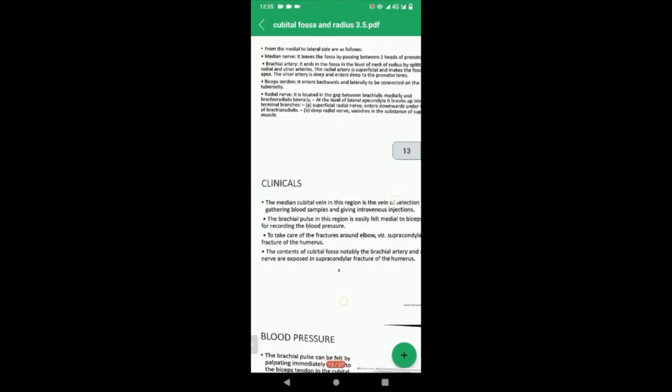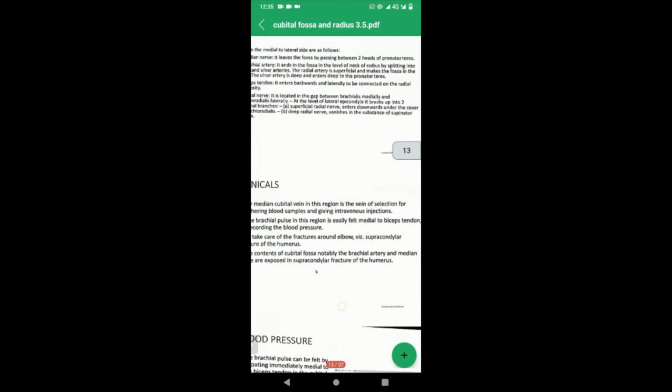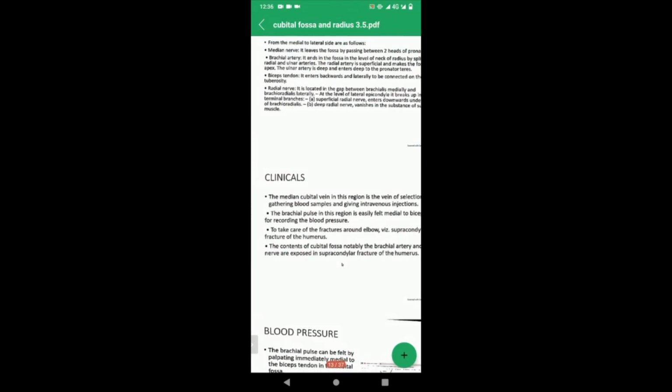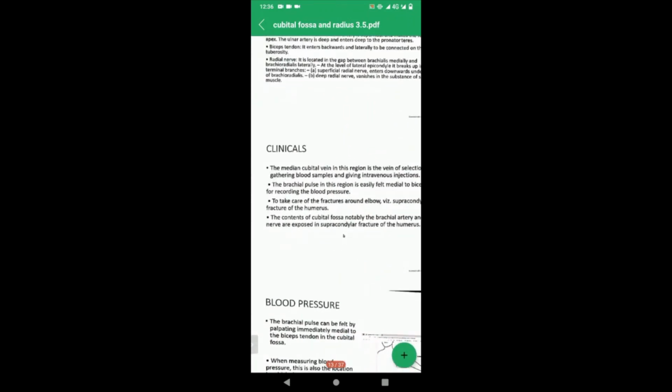Clinically, you can see this median cubital vein in this region. This vein is the choice for collecting blood samples, and most importantly for intravenous injections. For giving intravenous injections, we prefer the median cubital vein. Then for the brachial pulse and blood pressure measurement, this region is very important. Contents of the cubital fossa, notably the brachial artery and the median nerve, are at risk in a supracondylar fracture of the humerus.